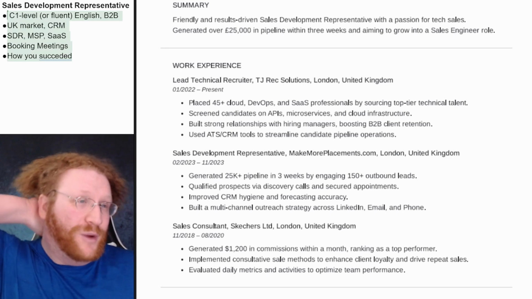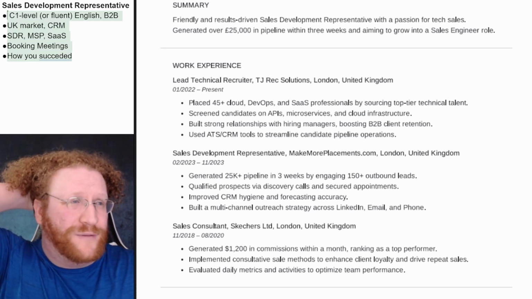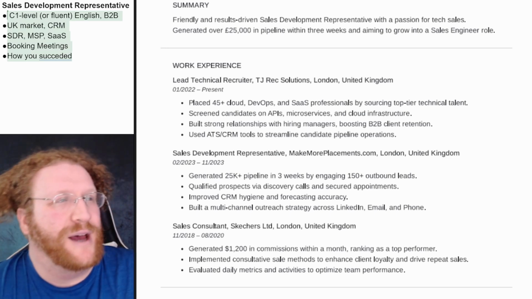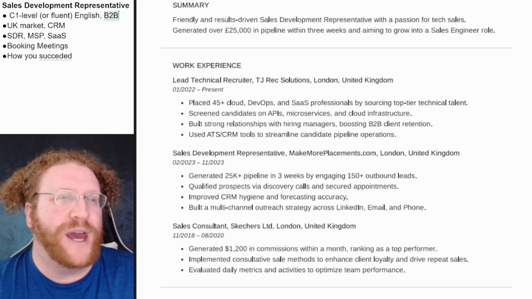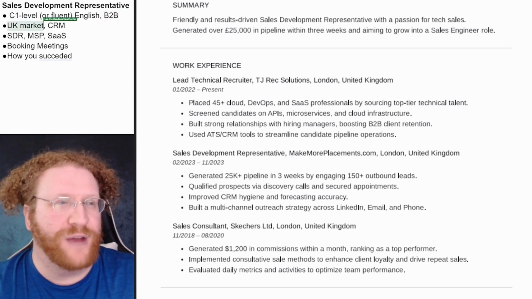So we're going to be looking for a C1 level or fluent English. I don't know what C1 level is. We're going to look for B2B, UK market in particular, because again, this is a UK role.